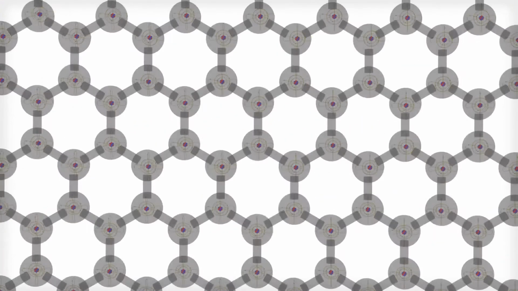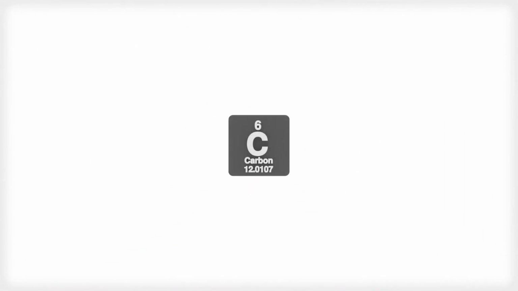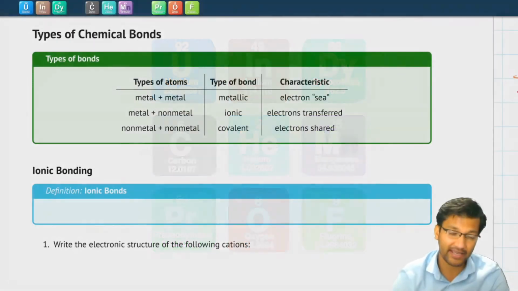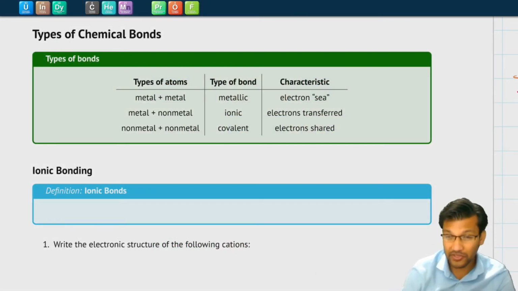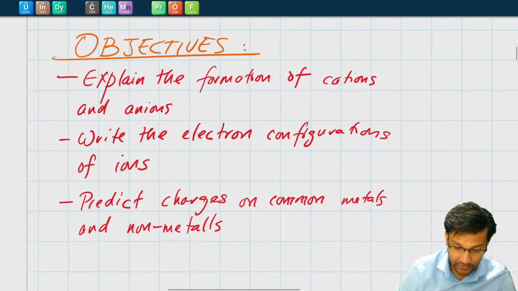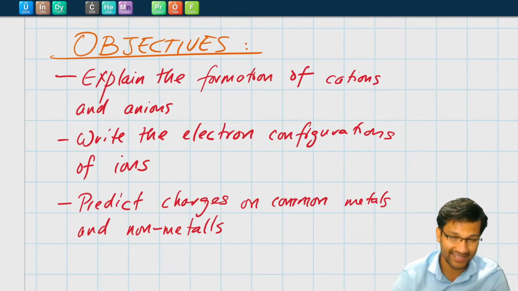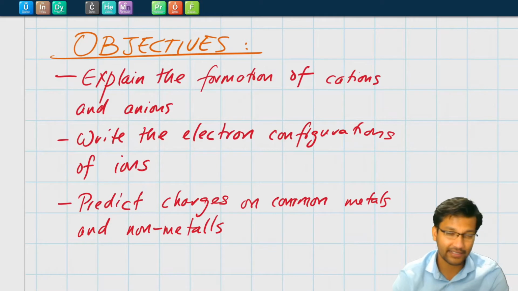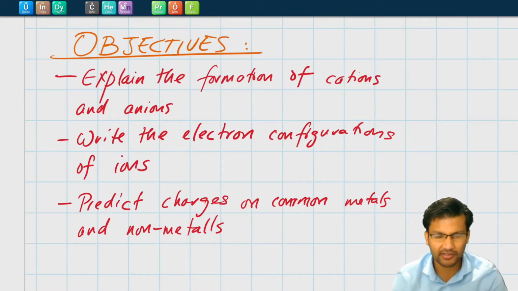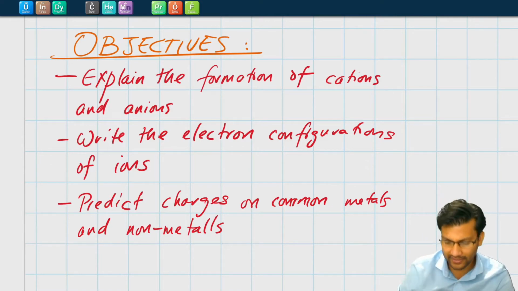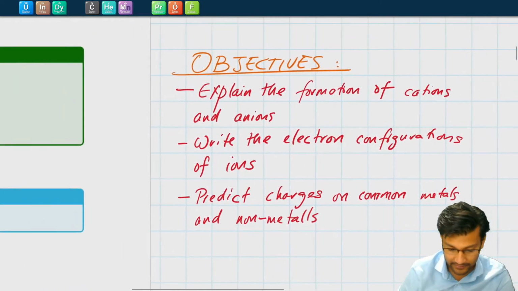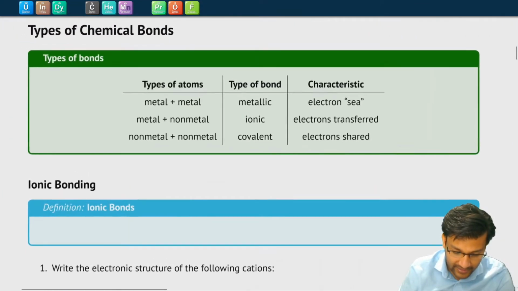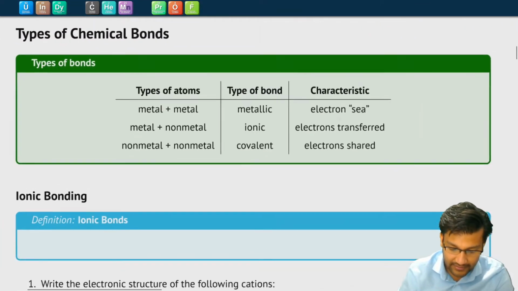Hello students, this is Professor Chulai, and in this video we're going to begin Chapter 7 by looking at ionic bonding. As always, you can follow along with our new Chapter 7 workbook. By the end of this video, you should be able to explain the formation of cations and anions, and write the electron configurations of these ions, and also predict the charges on metals and nonmetals using our knowledge of electron configurations. Let's get started.